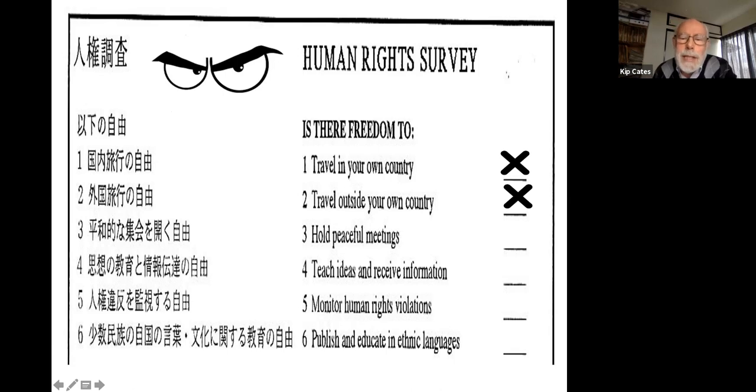Well, to go outside, I need a passport. Who issues the passport? The Japanese government. What if they don't issue my passport? There have been examples of journalists who have been denied passports to travel overseas to do journalistic work. Hold peaceful meetings, again, question mark. Teach ideas, receive information. No, why? Because, for example, textbooks in schools are monitored by the Ministry of Education, and they censor some things. Interesting. So again, if you look at this particular group with very critical eyes, you can see their logic. Okay, that explains why Japan gets a human rights ranking of 30%.